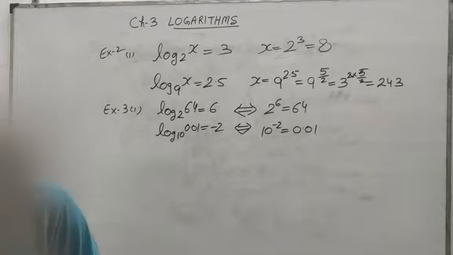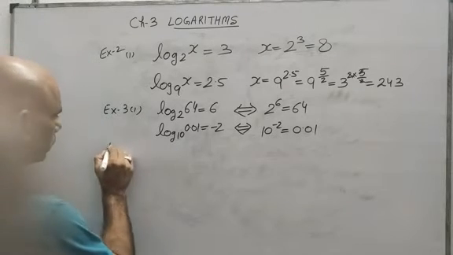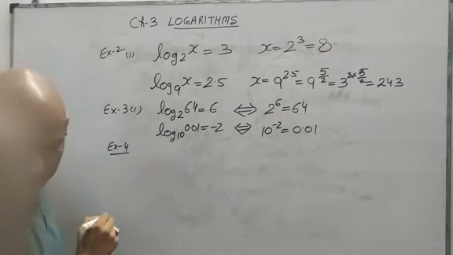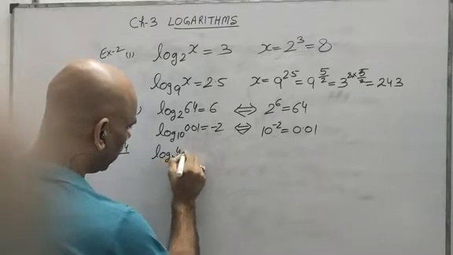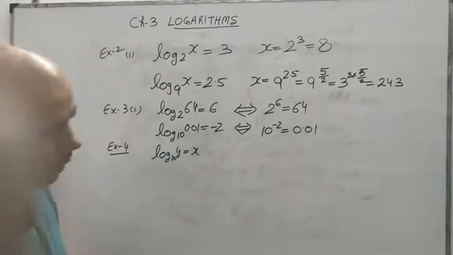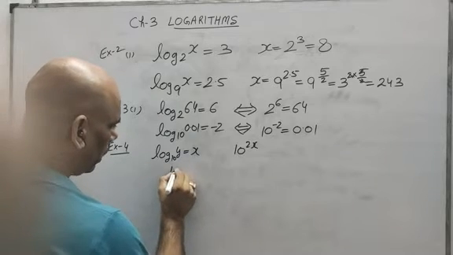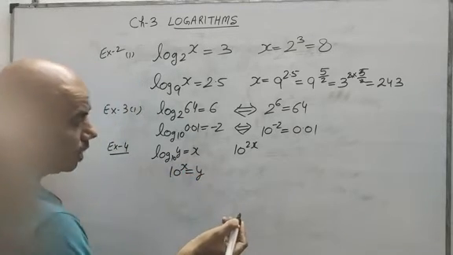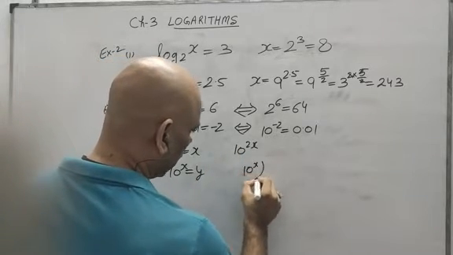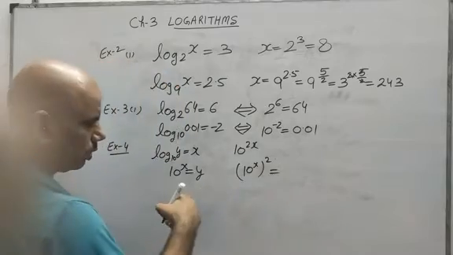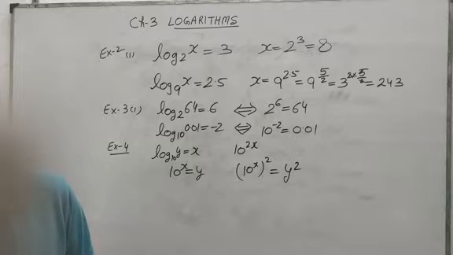Thereafter, a few more examples based over it. Right now I am doing example number 4. What he is asking: log y base 10 is equal to x, find the value of 10 to the power 2x. So what will happen? 10 to the power x will be y, and here is 10 to the power 2x. So that is (10 to the power x) to the power 2, and 10 to the power x can be written as y. So the answer will be y square.